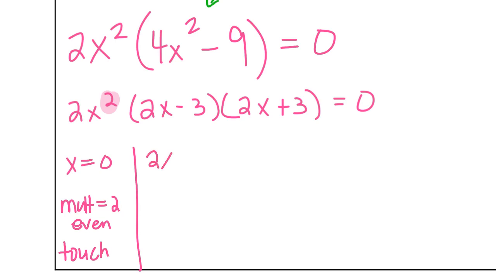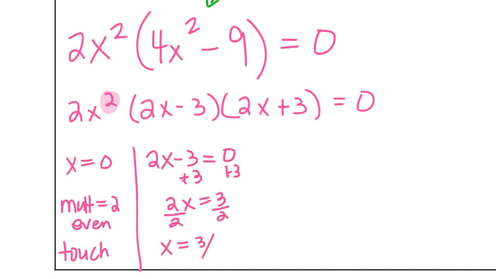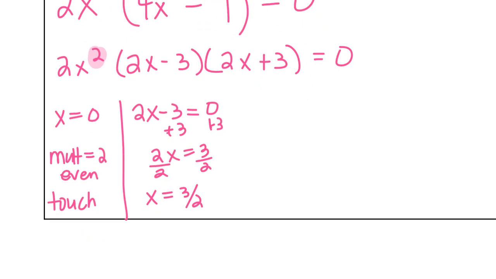Next one I have is 2x minus 3. Set that equal to 0. If I solve this, I need to add 3 to both sides. That's 2x equals 3. Then divide by 2. So x equals 3 halves. And this is just the 1 power. Even though we didn't write it, we know it's there. So since it's a multiplicity of 1, that's odd. So that means that it is going to go through that point.